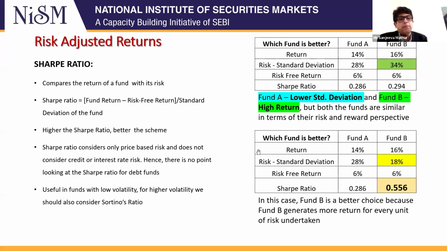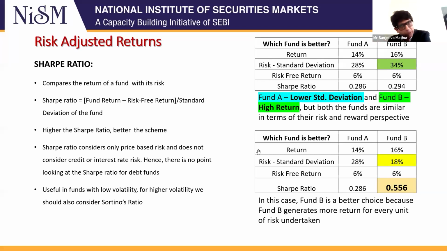Sharpe ratio considers only price-based risk and does not consider credit or interest rate risk. That's why Sharpe ratio is only used for equity schemes. Sharpe ratio is not used for comparison of debt schemes. Very important aspect. Suppose you have mid-cap schemes all across, everything similar, and the Sharpe ratio of one particular mid-cap scheme is continuously higher than the others. That means the fund manager is able to deliver a higher return compared to the others by the unit risk he is taking. I will go for that. So it becomes very, very important to look at Sharpe ratio.